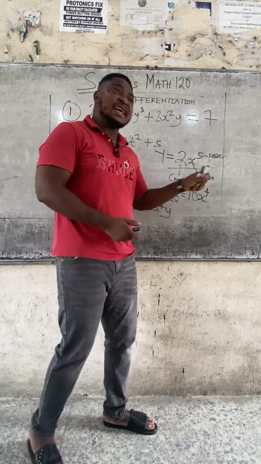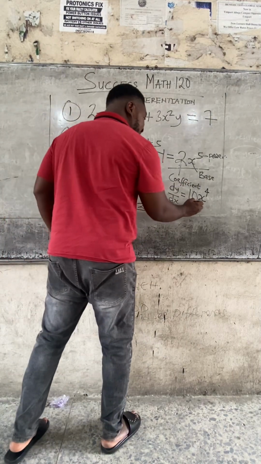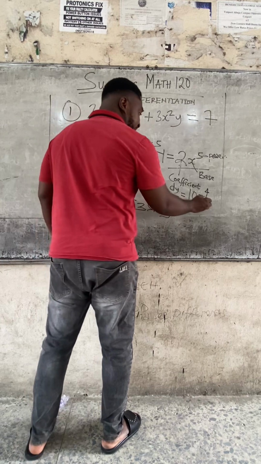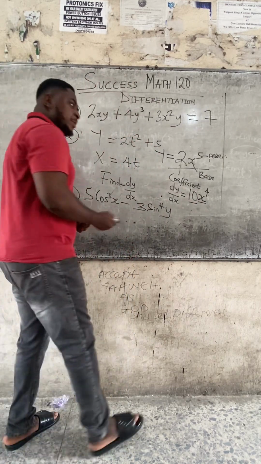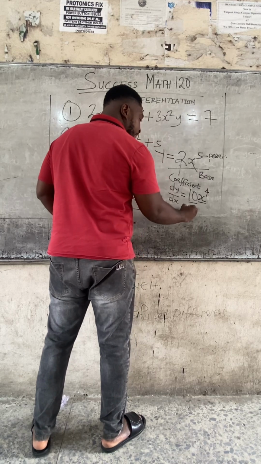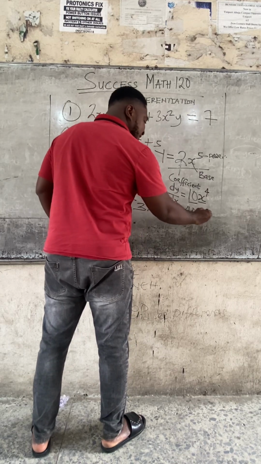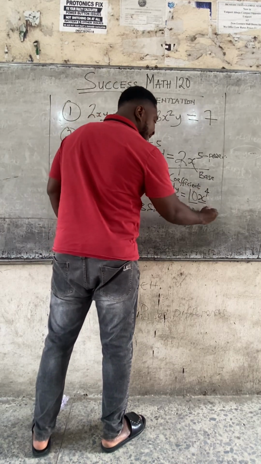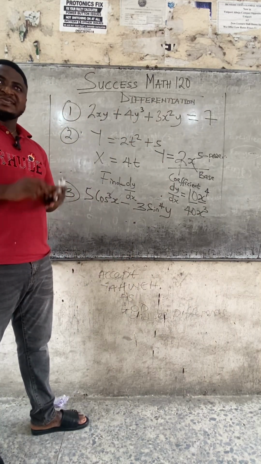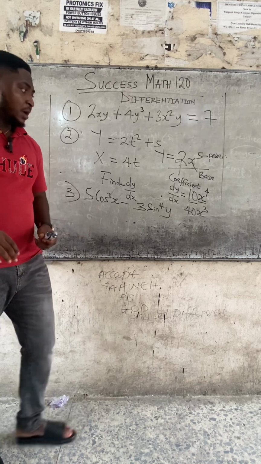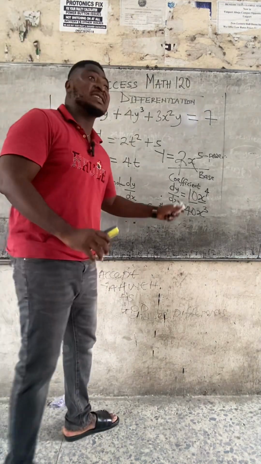If I want to differentiate 10x raised to power 4, I'll go again. This time around, my 10 is my coefficient, x is the base, and 4 is the power. Step 1, multiply coefficient and power. 10 times 4, 40. Repeat your base, x. Subtract 1 from the power, 3. 40x raised to power 3. Simple method of differentiation.